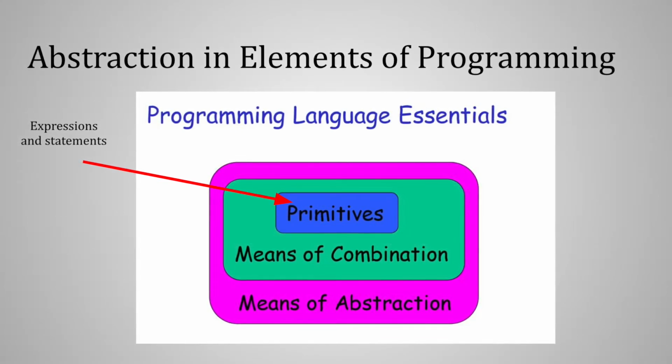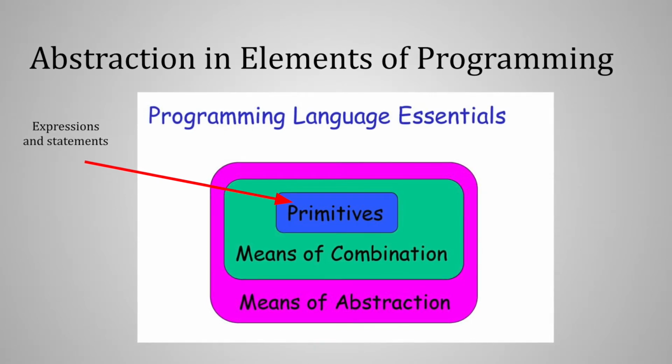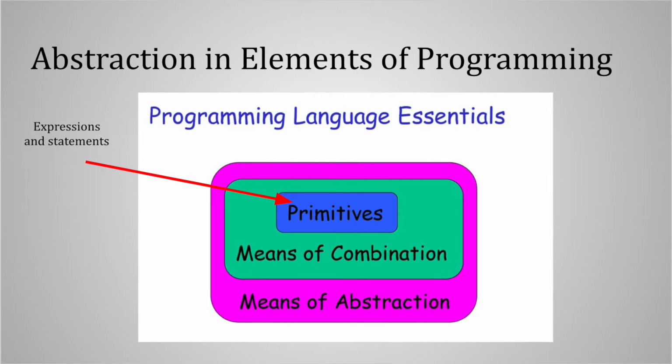Elements of programming include numbers and arithmetic operations, which are primitive built-in data values and functions; nested function application, which provides a means of combining operations; and binding names to values, which provides a limited means of abstraction.